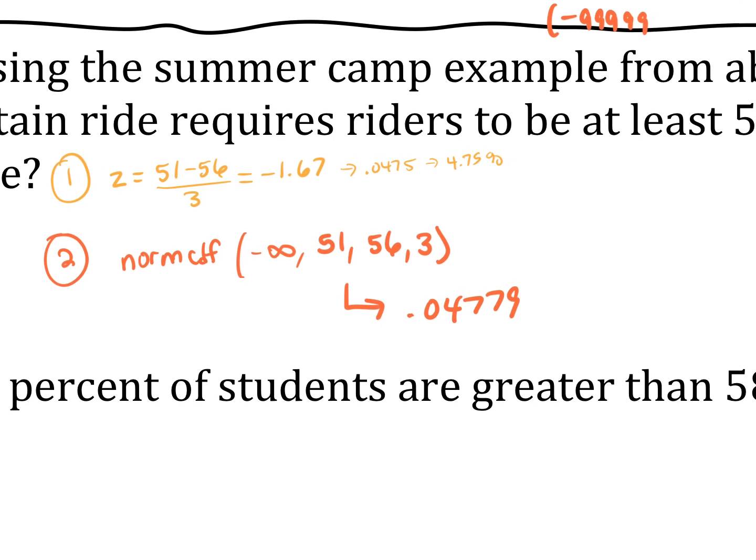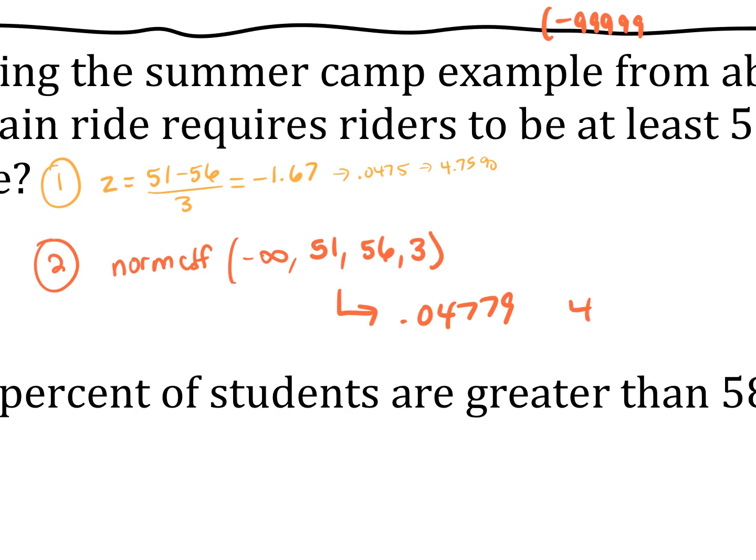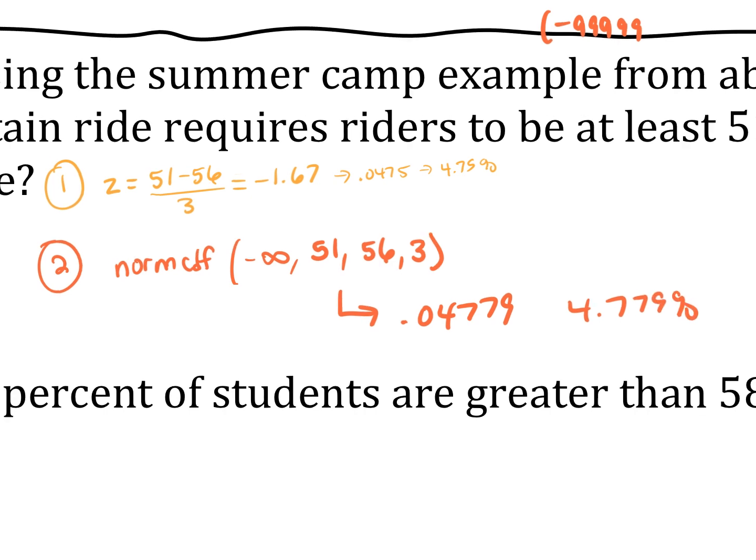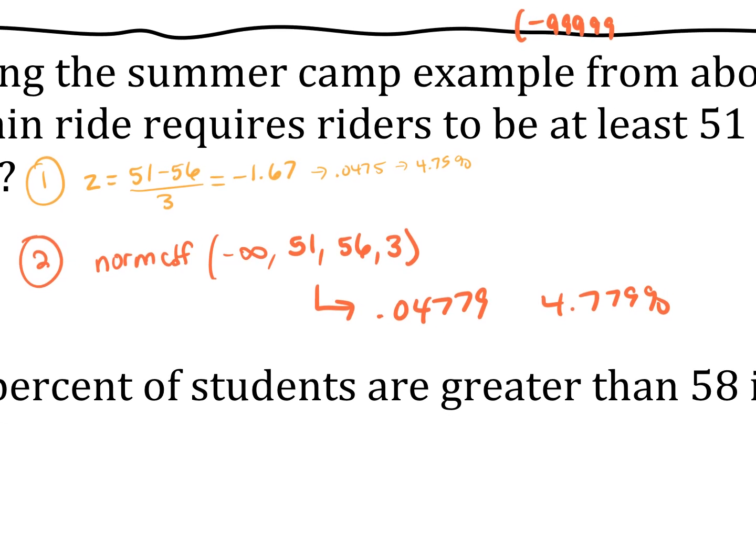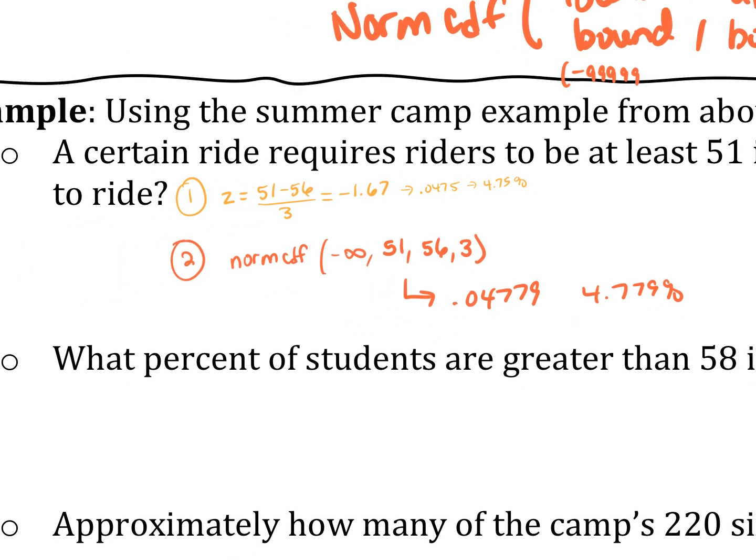And did I write that right? Yeah, okay. So this tells us that we're at 4.779%. So they're a little bit different, but close enough, right? Okay.